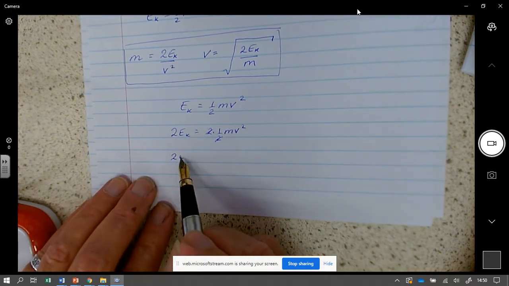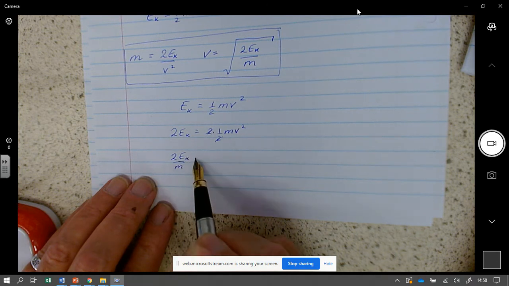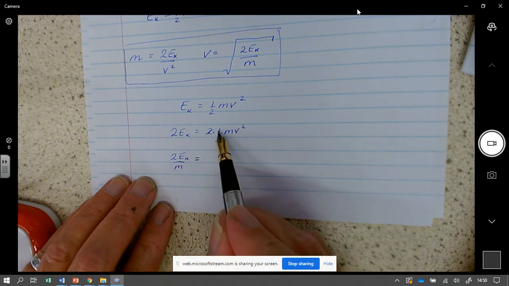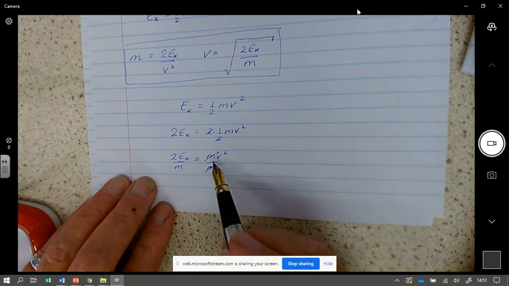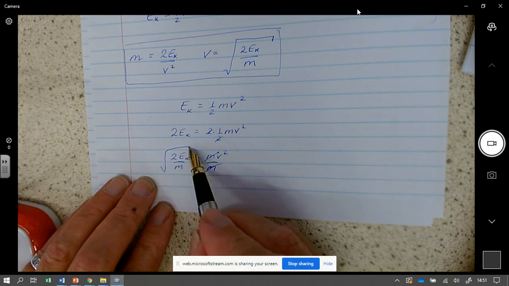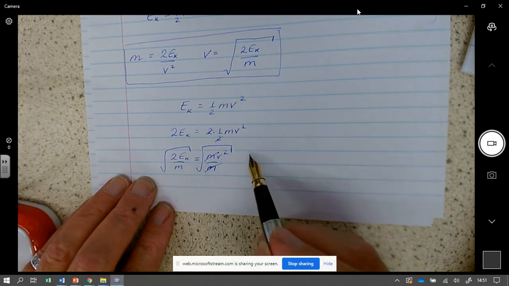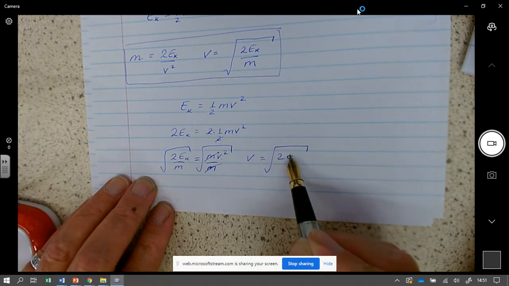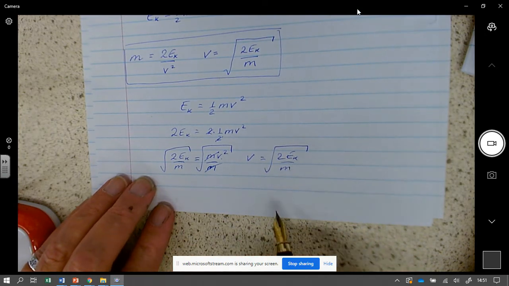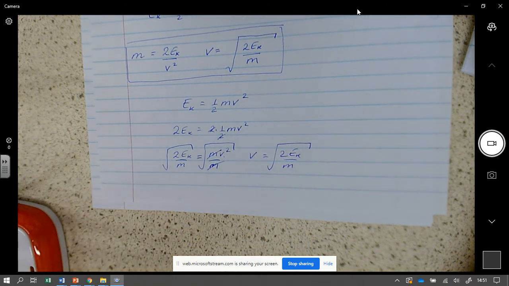So I end up with 2ek over m equals, that 1 we don't need to write in, mv squared over m. Does that cancel out? Yes. So we end up with v squared is that. So we square root both sides. The square root of that becomes v, and the rest of that is just the square root 2ek over m. Okay, little maths lesson. Speak to your maths teachers about it. They love that sort of thing.